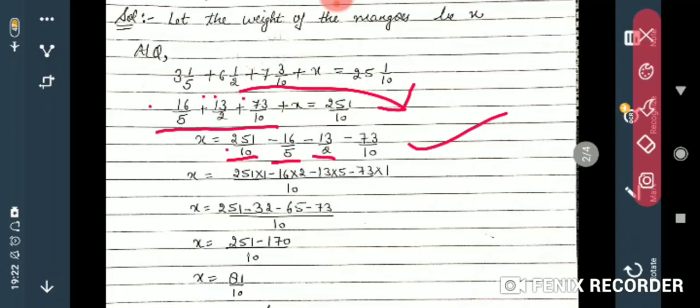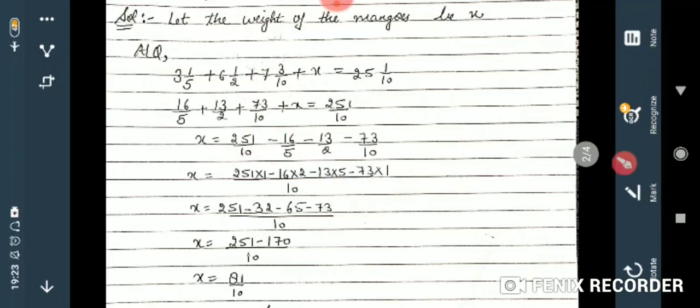Now just see, the denominators are different. So what will be the LCM? 10. Then 10 multiply 1, so 251 multiply 1, you will get 251. Then 5 multiply 2, 10, so 16 multiply 2, 32. Then 2 multiply 5, 10, 13 multiply by 5, 65. Then 10 multiply 1, 10, so 73 multiply 1, 73. As you can see, 32, 65 and 73 are negative, while 251 is positive.